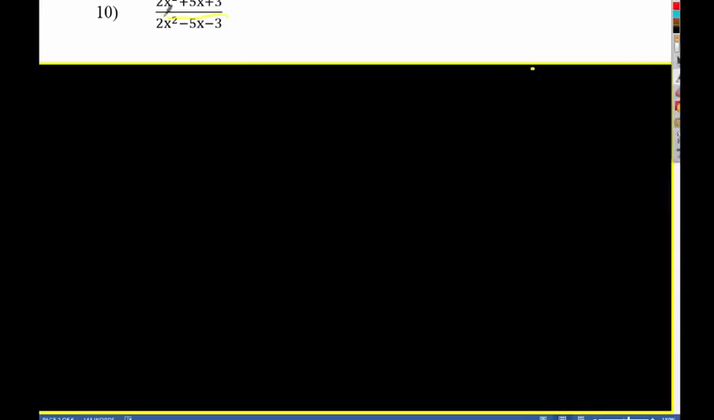Okay, for 10, once again, all I care about is what is in the denominator. I don't care about the numerator. The denominator is the only thing that affects the domain in this case. It will affect other things later, but as far as the domain, this is the only thing that will cause a restriction. So let's see if I can factor that out.